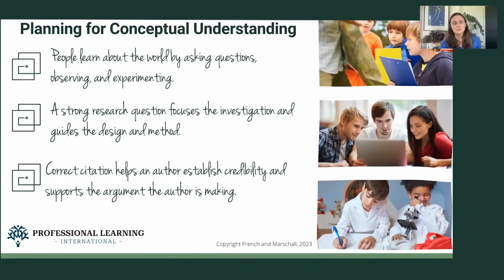Or we could have a conceptual understanding around a strong research question focuses the investigation and guides the design and method. Or for our older students, we might have an understanding around correct citation helps an author establish credibility and supports the argument the author is making. So you can see here that these are articulating the bigger understandings that come from the development of skills and strategies. And it's so important that we're investing time in articulating the progression here. Because if we don't, what we tend to see is the same understandings being taught at each grade level, and we're not necessarily getting the increasing complexity and specificity in the skill development.